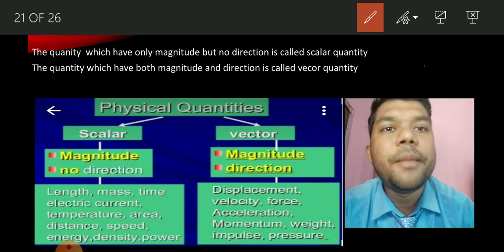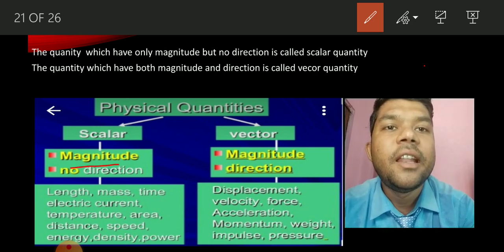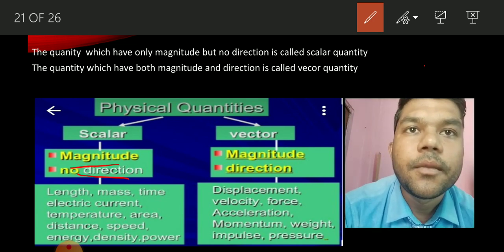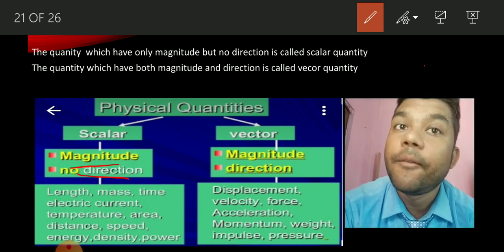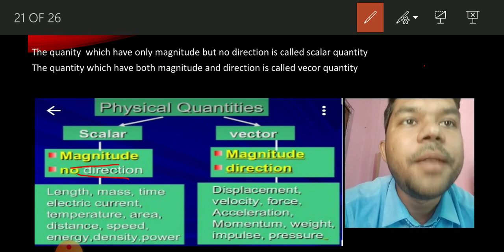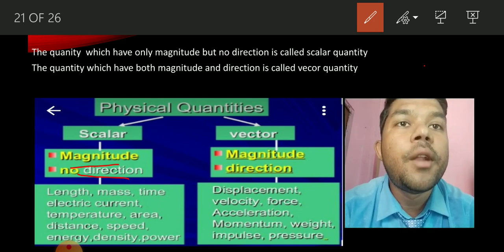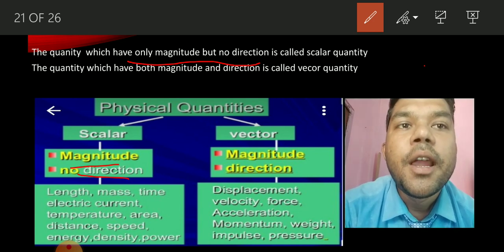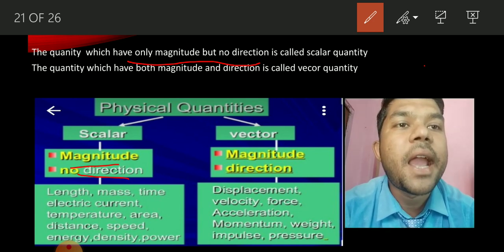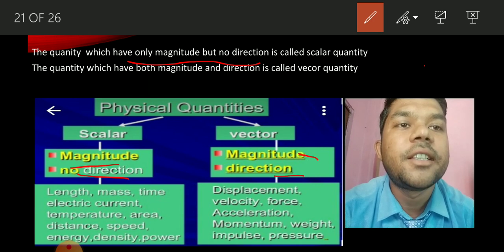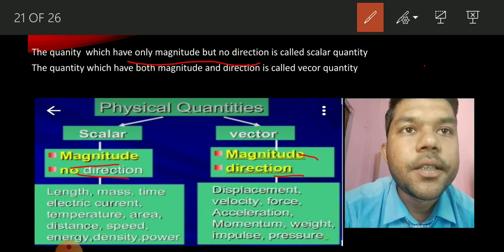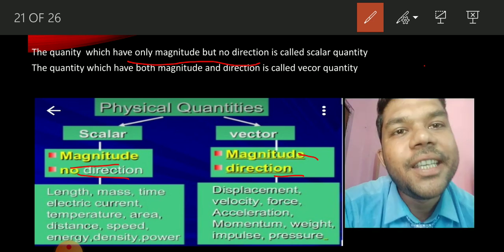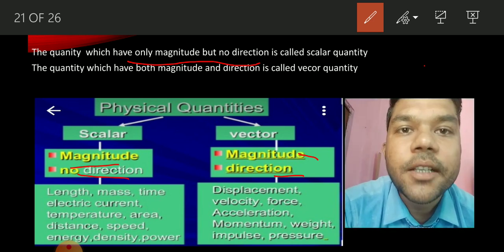Scalar quantities have only magnitude but no direction. As I have already mentioned in the definition above, the quantity which has only magnitude but no direction is called scalar quantity. But the quantity which has both magnitude and direction is called vector quantity. In this way we can identify whether a quantity is scalar or vector.